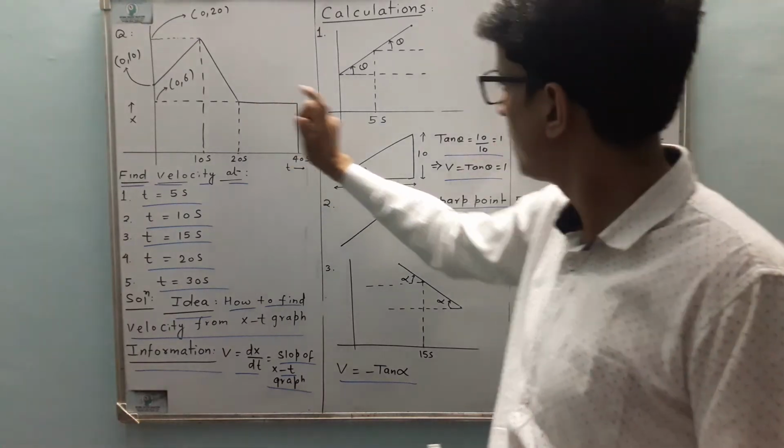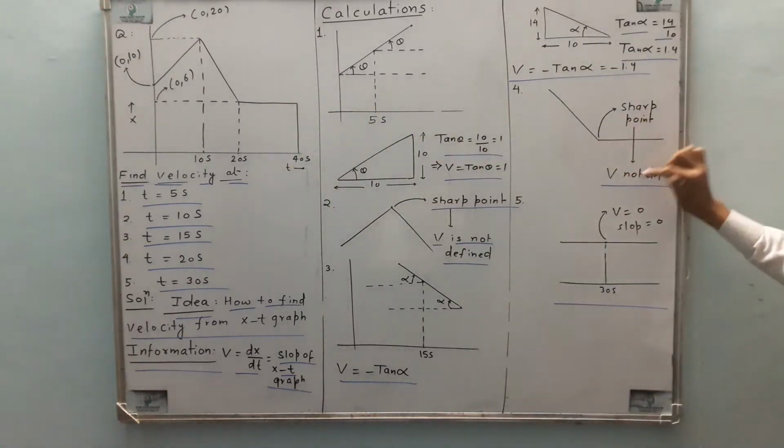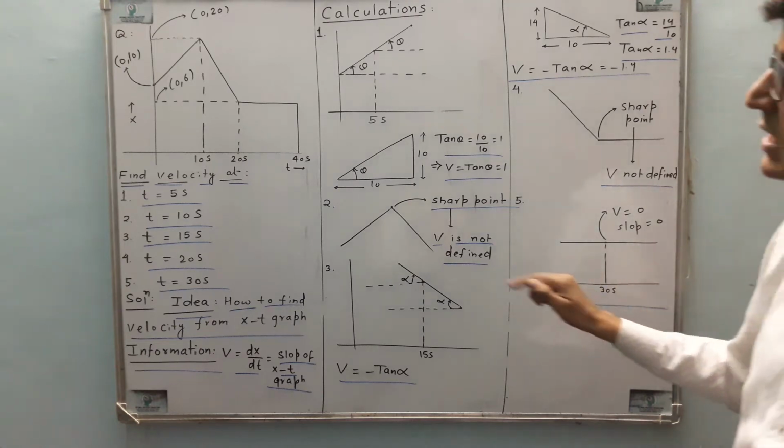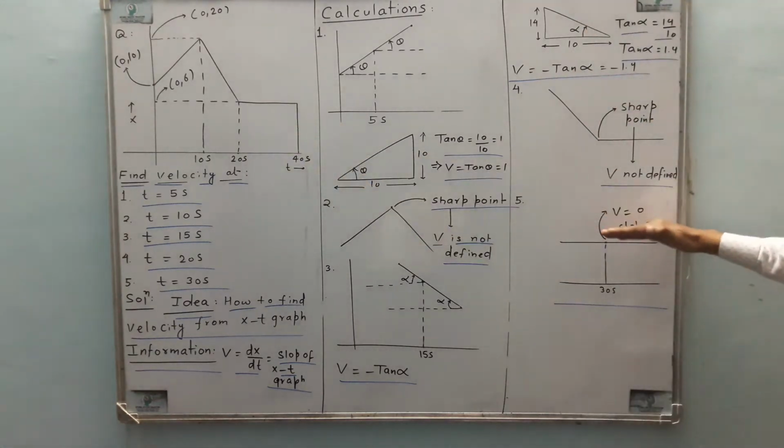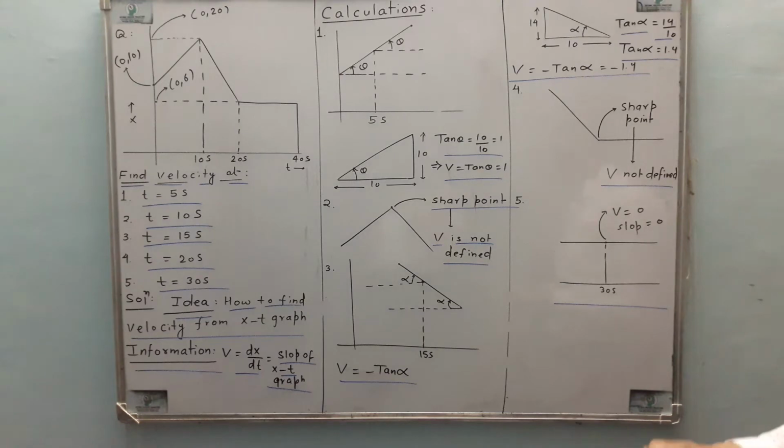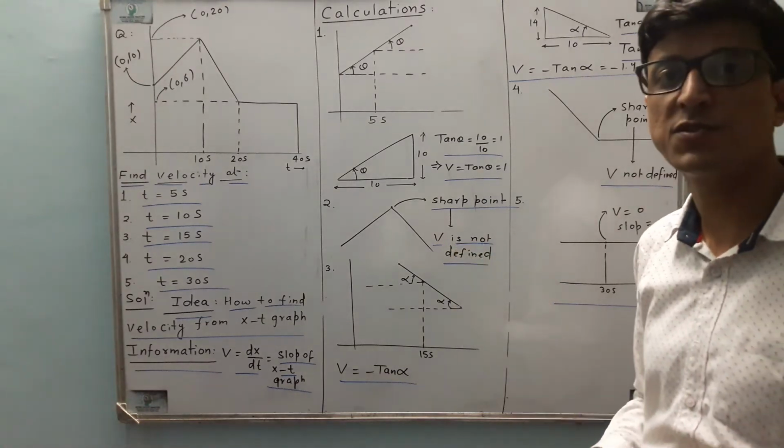For t is equal to 20, we again have a sharp point. So velocity is not defined here. And at t is equal to 30, since the angle is 0, velocity will also be 0. So in this way you can solve your questions quickly.